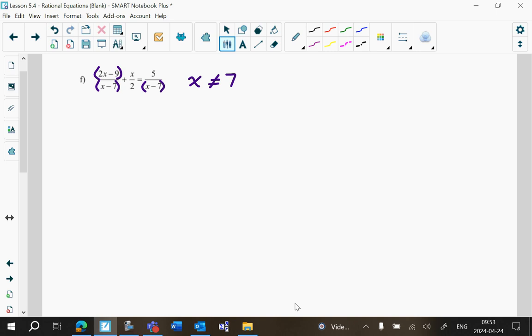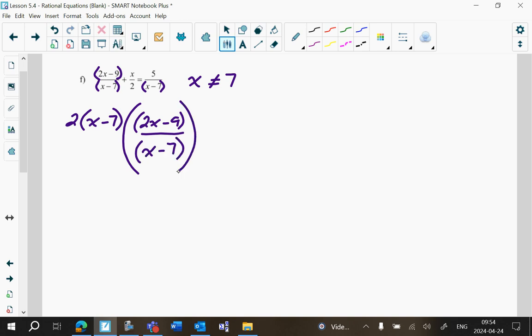So what is the LCD? I need an x minus 7 in parentheses, and I need a 2 in there. So we write it like this. We always write the number in front of the parentheses. So that's my LCD. And I got to multiply it by this, plus the LCD again, multiplied by this, equals the LCD again, multiplied by the last fraction.